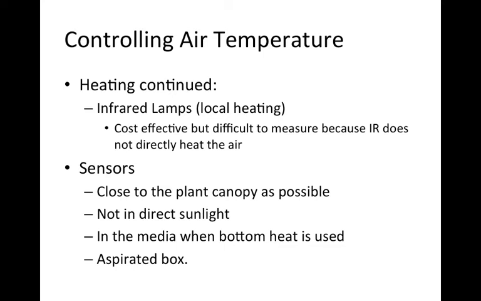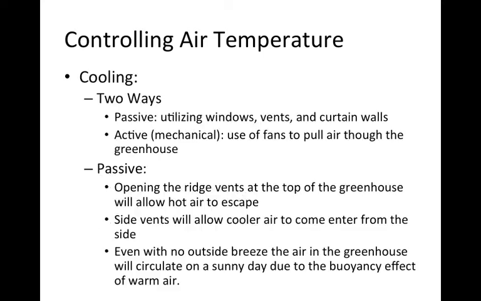Most commonly, an aspirated box is used. The box protects the sensor from the direct sun and also blows a constant stream of air over the sensor to give a more accurate reading of the bulk air temperature.